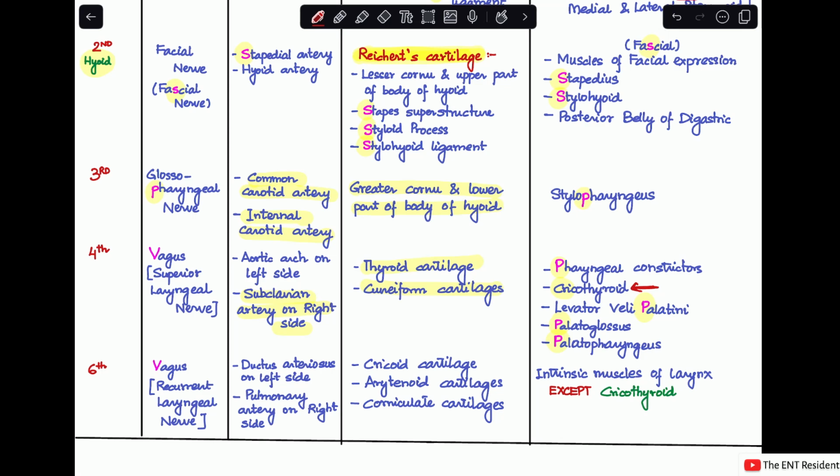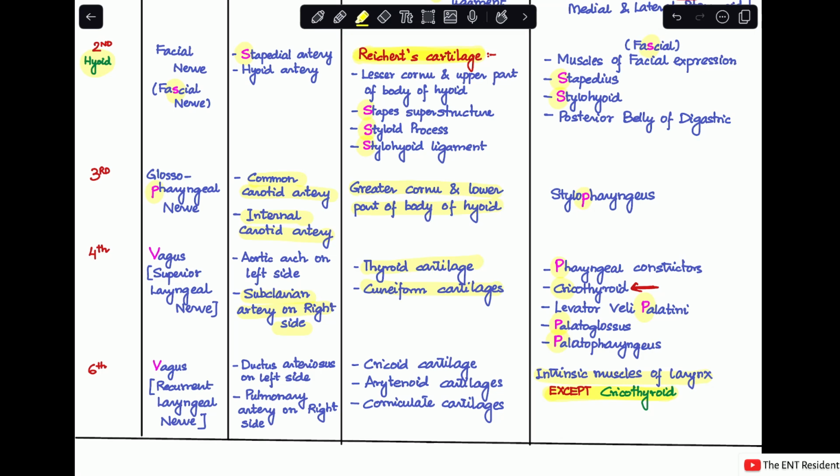Last of all, coming to the sixth arch, it gets its nerve supply from the recurrent laryngeal nerve. The arteries are the ductus arteriosus on the left side and the pulmonary artery on the right side. And the cartilaginous elements are the cricoid cartilage, arytenoid cartilage, and corniculate cartilage. And muscles, as I've just mentioned, are all the intrinsic muscles of the larynx except for cricothyroid. So the fourth and sixth arch together form all the structures of the pharynx and the larynx. The fourth has the superior laryngeal nerve, and the sixth has the recurrent laryngeal nerve.